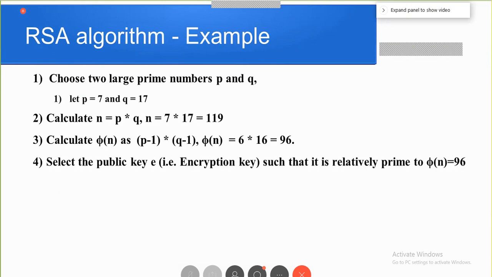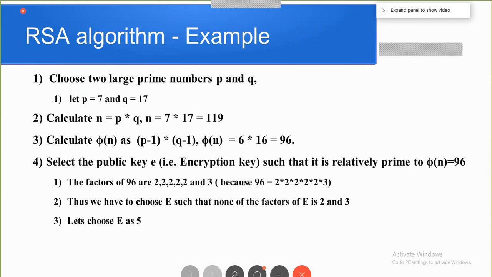Here is an example. Step 1: choose two large prime numbers p and q. For easy computation, we are choosing small primes. But in the actual RSA algorithm, the size of p and q should be at least 154 decimal digits. So here p is equal to 7, a prime number, and q is equal to 17, another prime number.